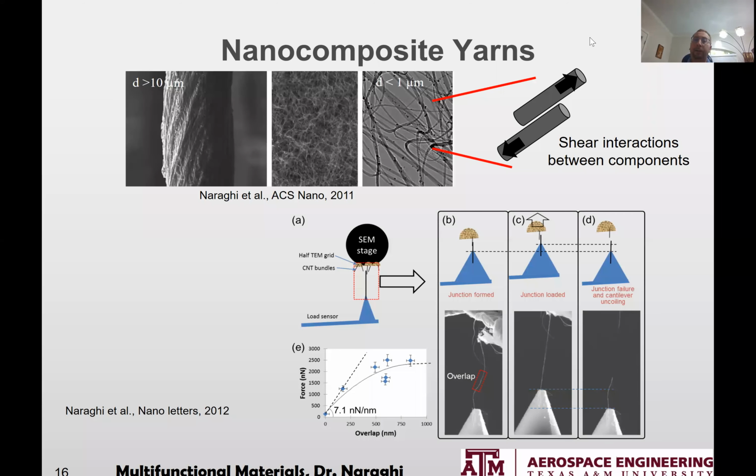So now let's switch gears and look at another very important category of nanomaterials, which is the case where we call nanocomposite yarns. Okay, so we briefly looked at that in the past, and we're going to dive into more details about some of the multifunctional capabilities of these materials and how they're made.